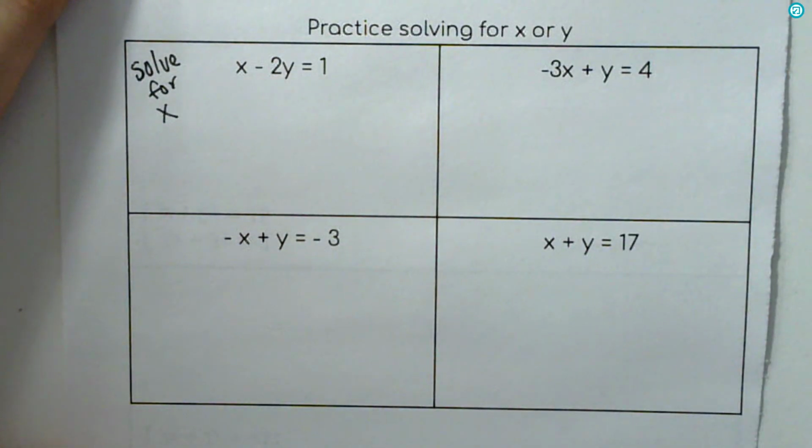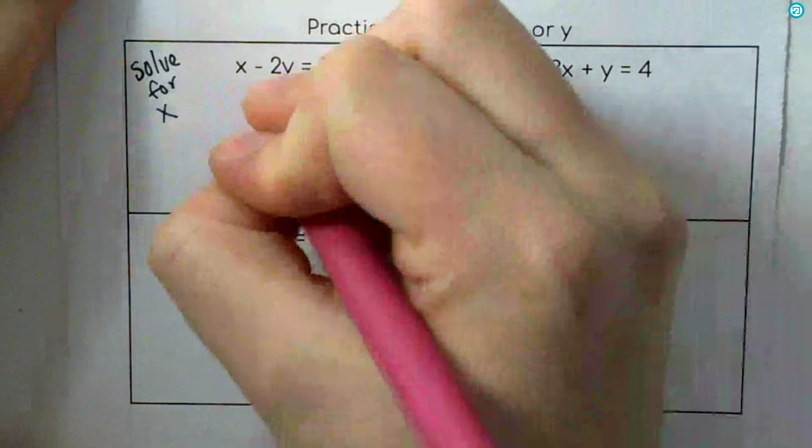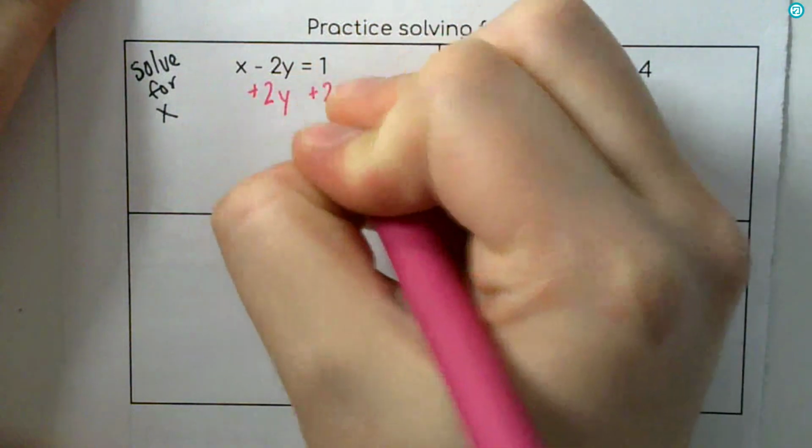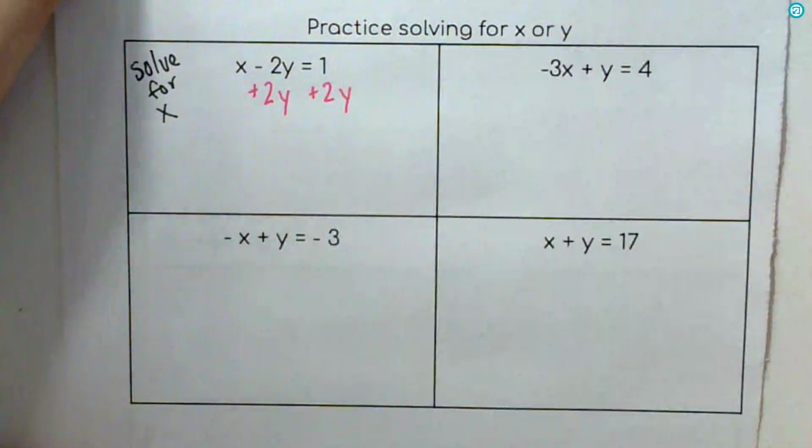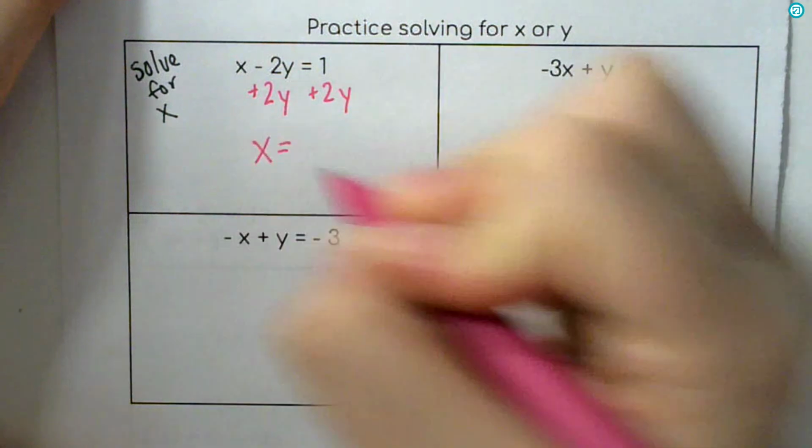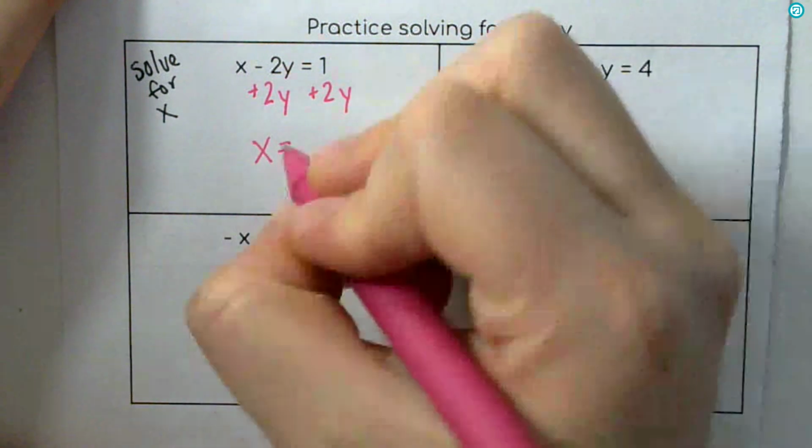When we do that, we are trying to get x equals by itself. So we need to get rid of that minus 2y. We can do that by adding 2y to both sides. So then we have x equals 1 plus 2y.